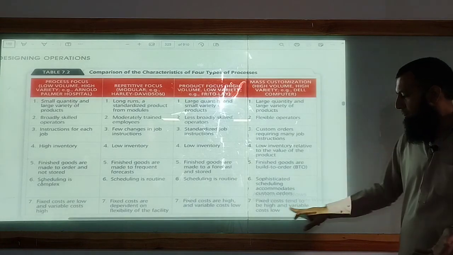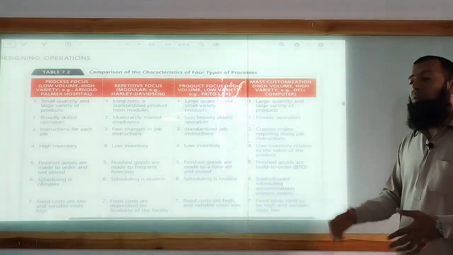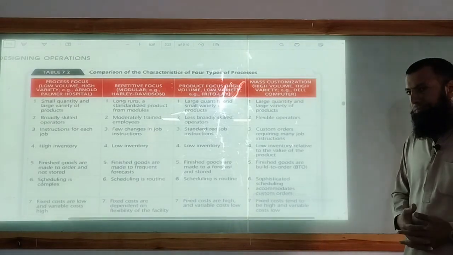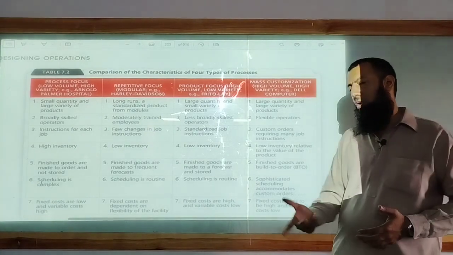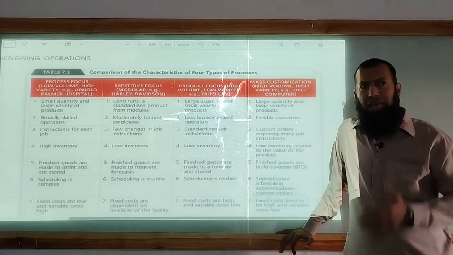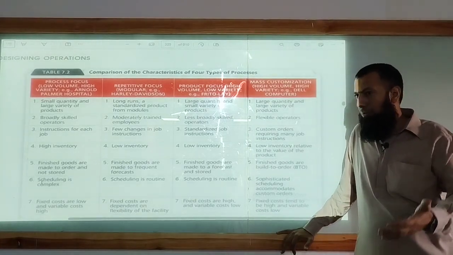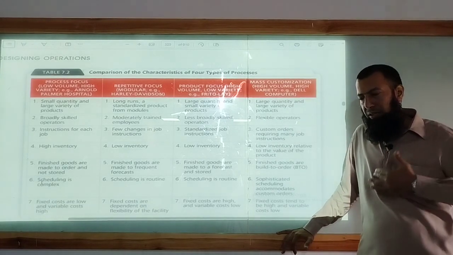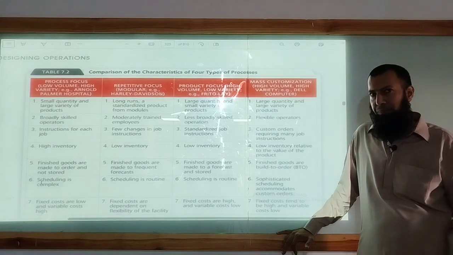Fixed costs tend to be high and variable costs low because you require technology for that. Yes, and the variable cost is low because you automate most of the process. Like website is being used for the Dell computers. The people are going to the website. The human intervention is almost negligible.